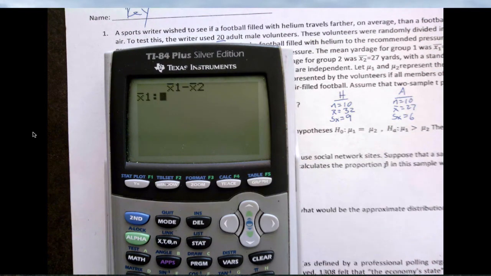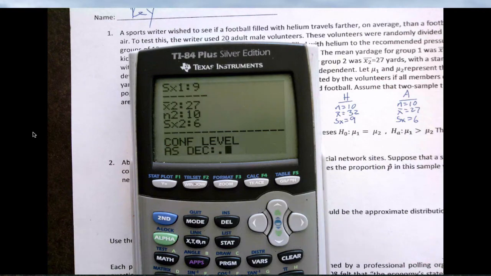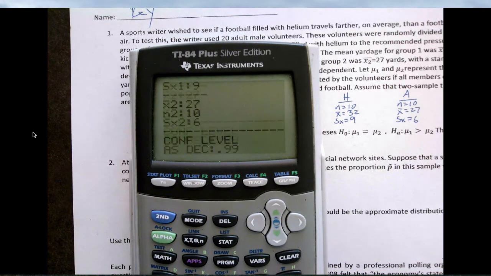All right, so for the first one, x bar 1 is 32. N1 is 10. S of x1 is 9. Okay, x bar 2 is 27. N2 is 10. Standard deviation 6. And we are going to the 99% confidence level, so we'll put in 0.99. And when I run it, it's going to give me the key statistics that I need.